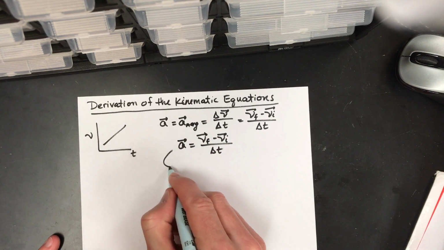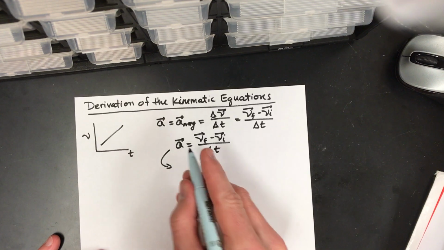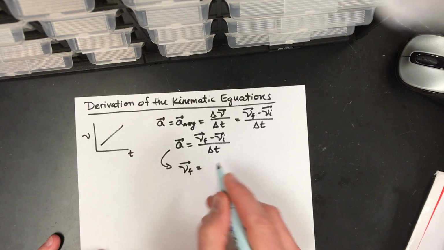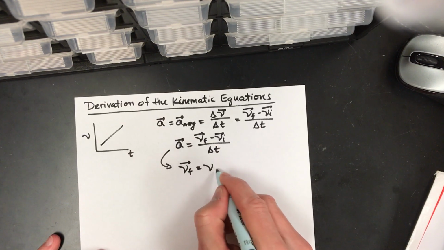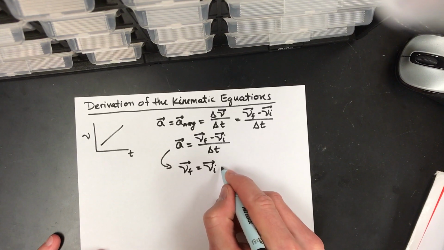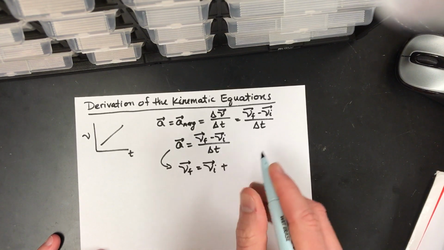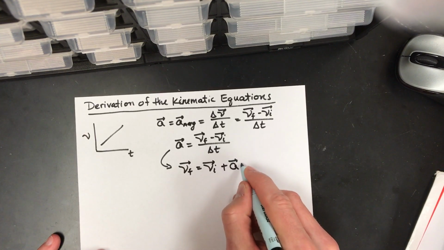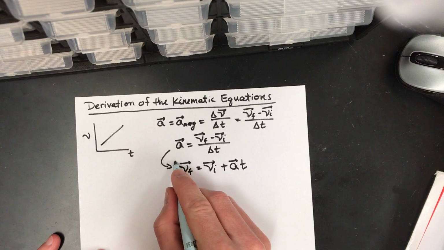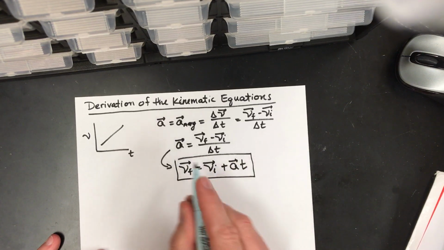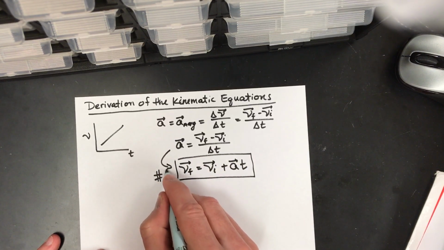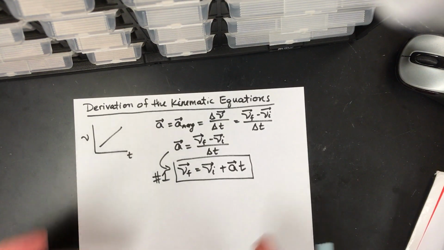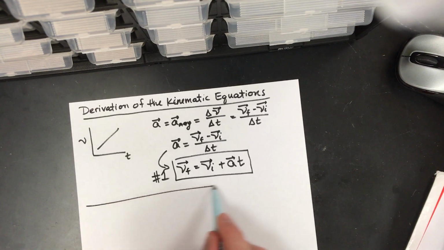All right, so this equation you could say is a mathematical definition of acceleration. This gets rearranged on the AP equation sheet to solve for final velocity. When you rearrange that to solve for final velocity, you end up with final velocity equals initial velocity plus acceleration times time. And this right here ends up being our first equation that we find on the AP equation sheet. That's pretty much where we get it from.